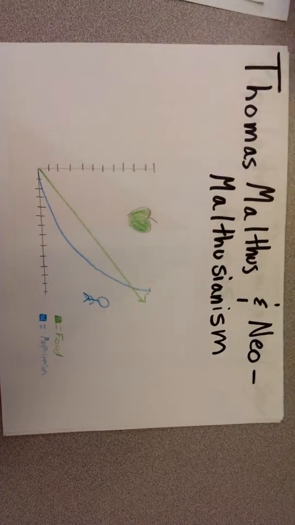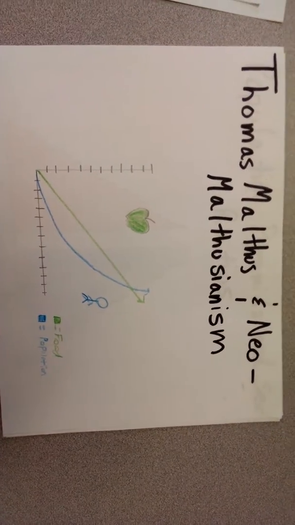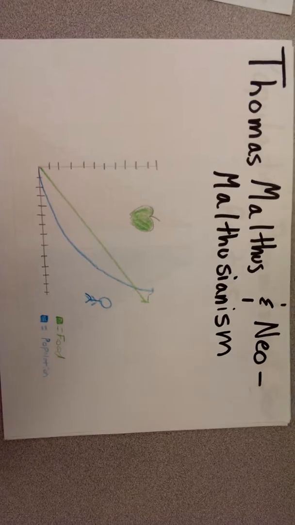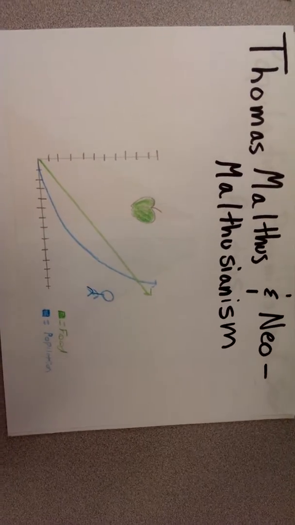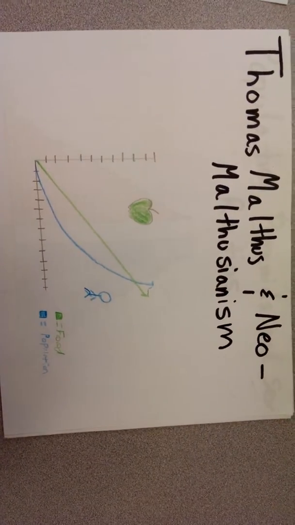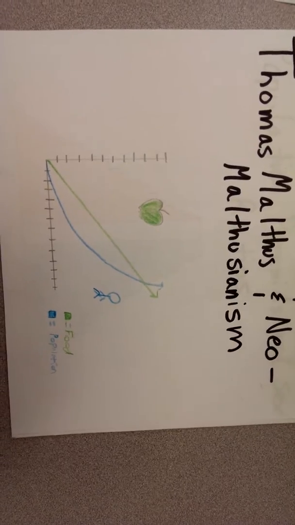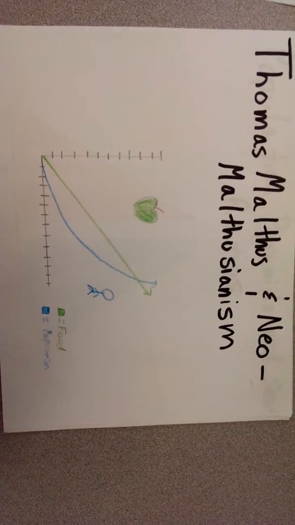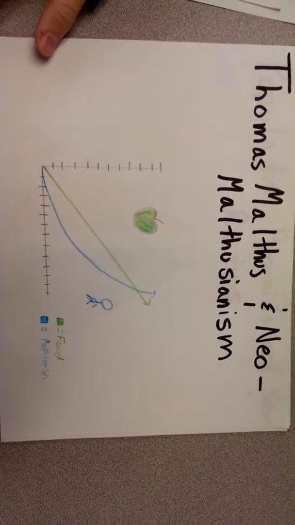Thomas Malthus and Neo-Malthusianism. Thomas Malthus was a political economist who believed that the world was becoming overpopulated and our food supply was decreasing. This led him to believe that the world would starve and descend into an apocalypse. This is also the same with Neo-Malthusianism.